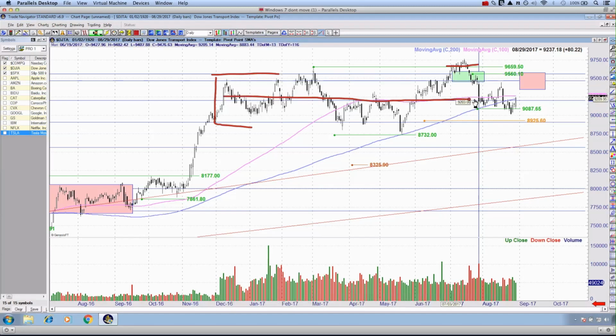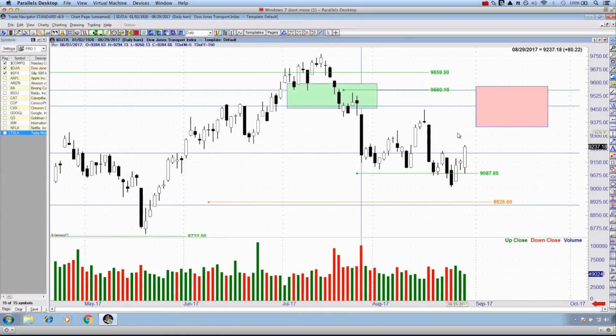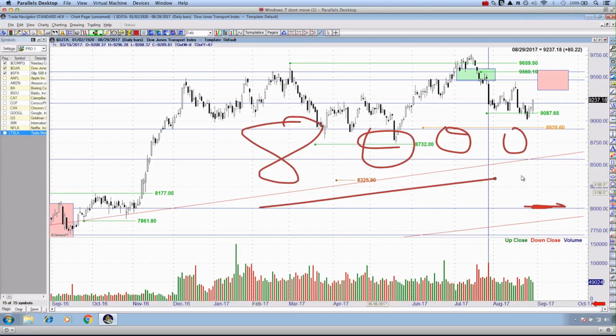We're still in the channel. We haven't broken above it, nor have we broken down. But at the same time, we're giving ourselves parameters of where we will start to become concerned about the market. And these are the parameters that I've already highlighted to you. 8,000, all right, on the transportation average.